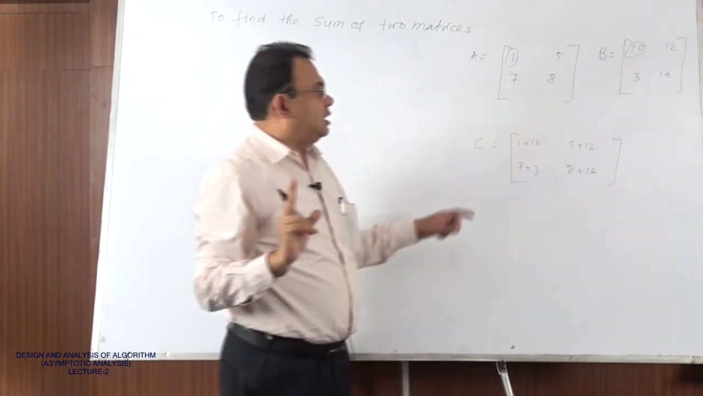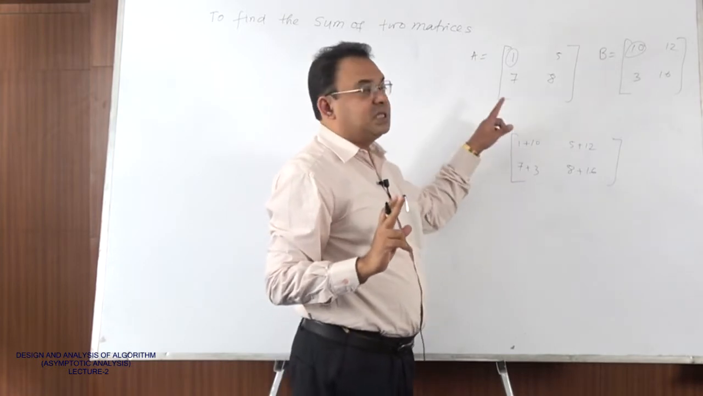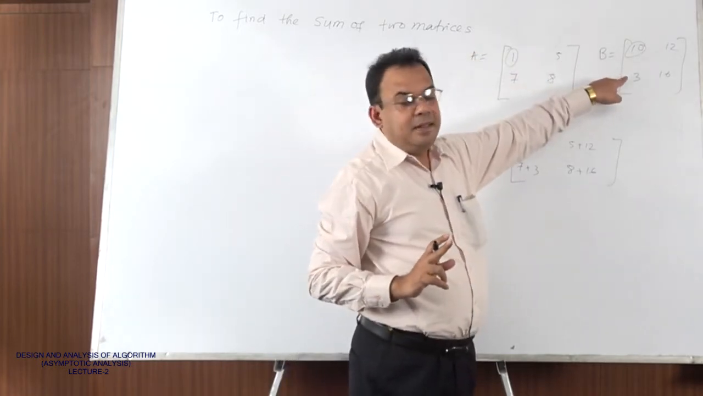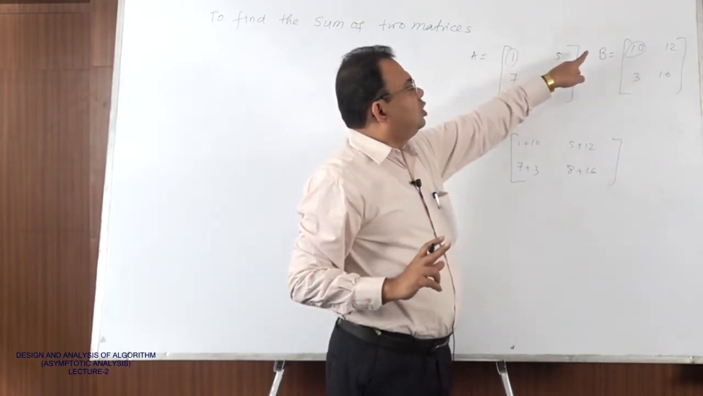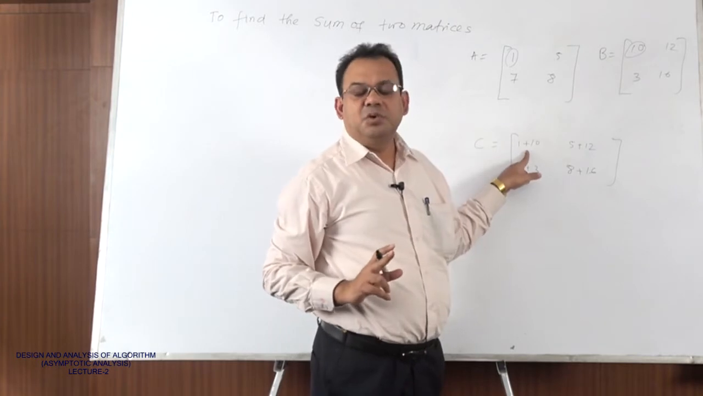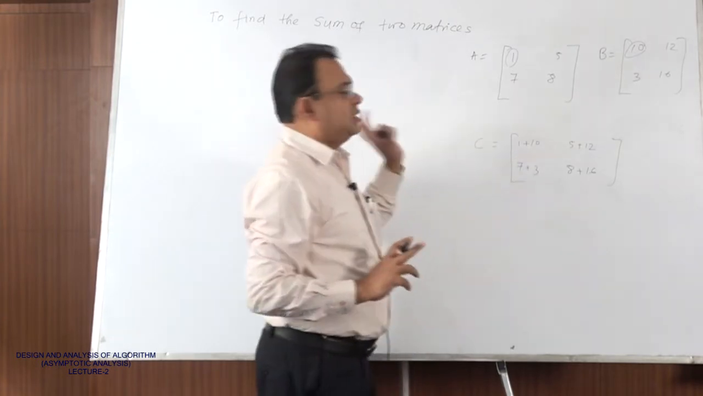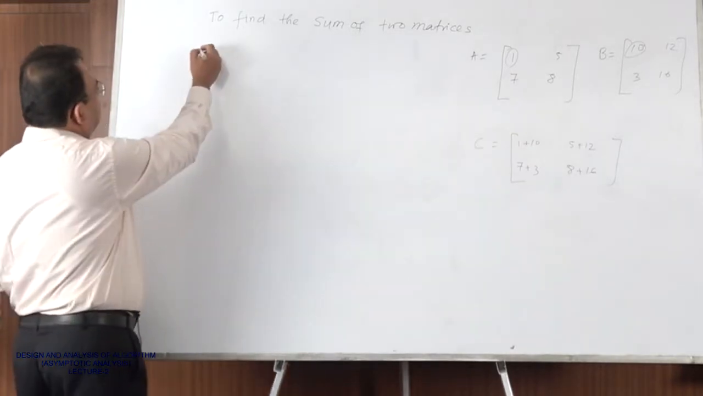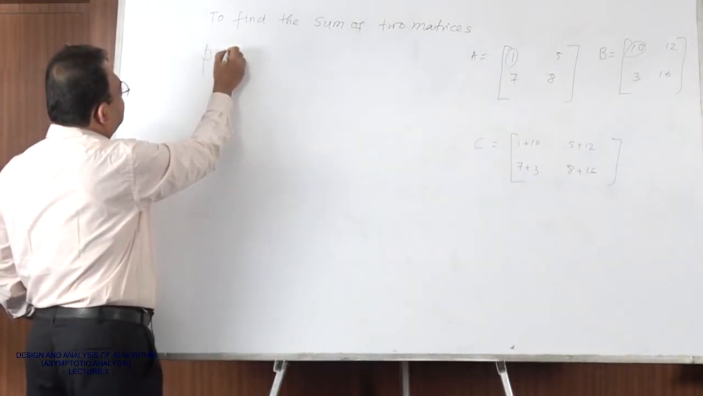So what is the procedure for doing this? What are the steps? We have to access every element, and the corresponding row and column position elements are summed up and stored in the corresponding positions of the result matrix. Now let us write the procedure for this. In the same way as before, we are writing the procedure.